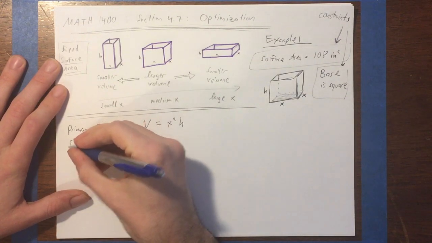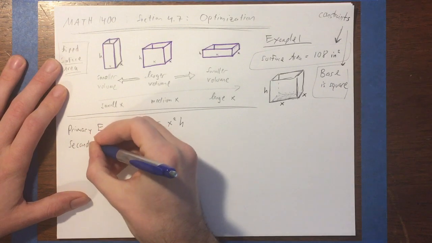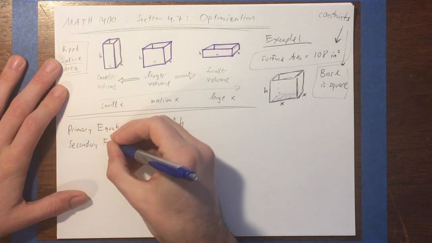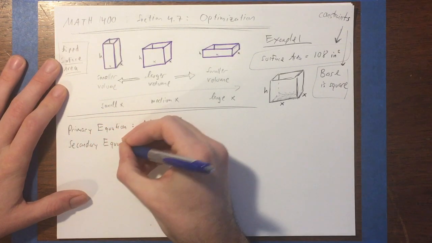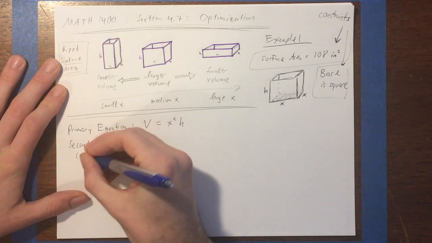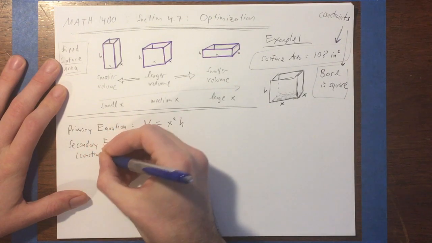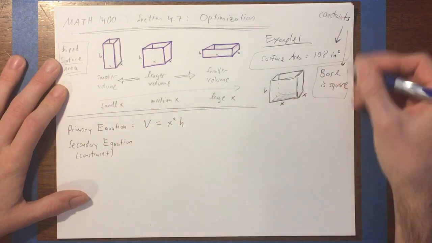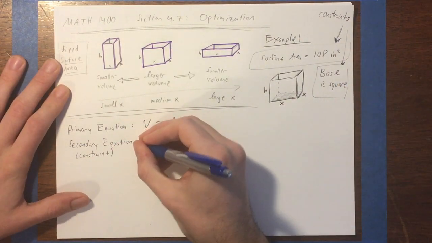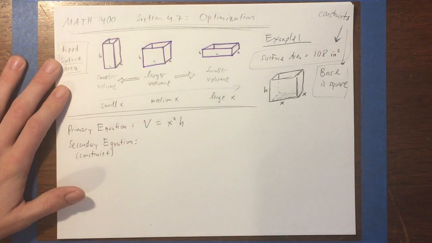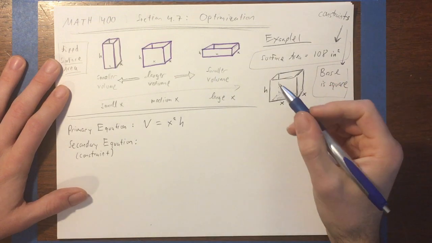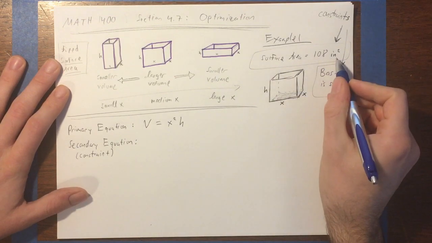But the secondary equation is basically the constraint equation. It's the equation that basically expresses your constraints over here. And in our case, that secondary equation is that the surface area has to be 108 inches squared.